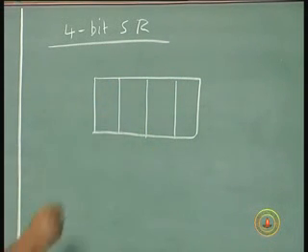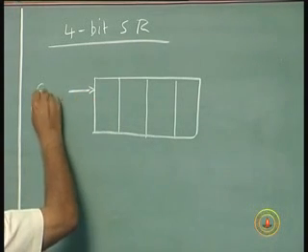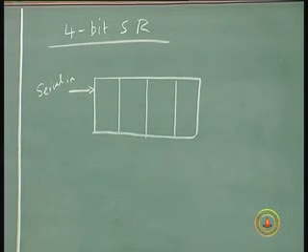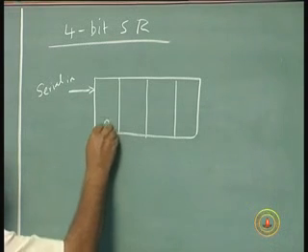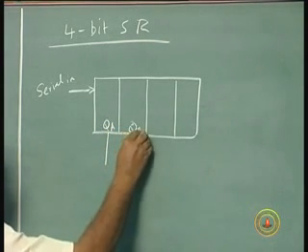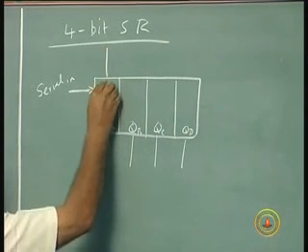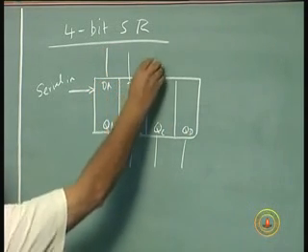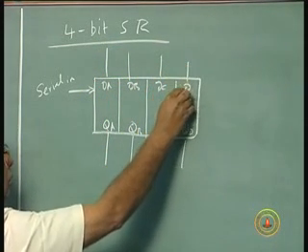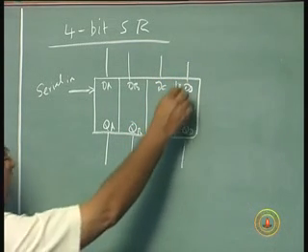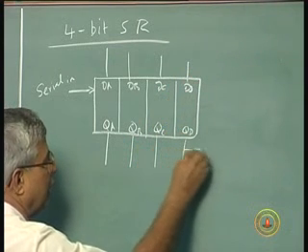I put the data here. This input is called a serial in. The 4 flip-flops have outputs QA, QB, QC, QD, and 4 inputs called DA, DB, DC, DD. Now QD is also the serial output.